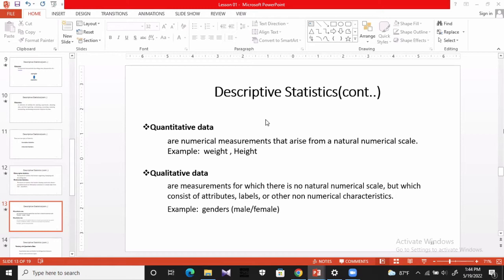Okay, right. Now, what do you mean by qualitative data? Qualitative means categorical. Actually we can represent our qualitative data using numerical values, but most of the time when we use qualitative data, there's no natural numerical scale, but it consists of attributes, labels, or other non-numerical characteristics. What are the examples for qualitative data?